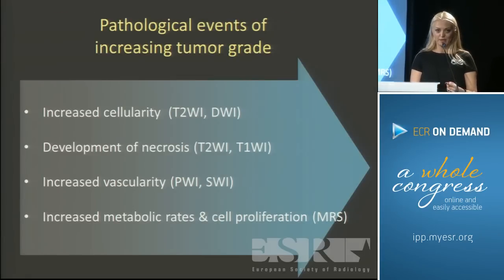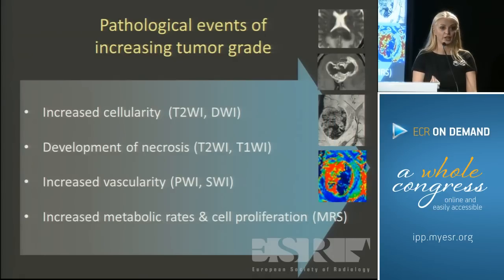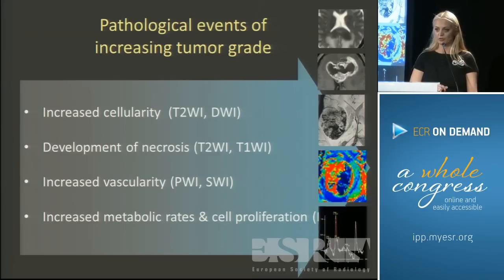So obviously, by doing this long tumor protocol, we have a possibility to give a lot of information about the tumor. We can definitely predict the tumor grade. What will happen in a tumor that is increasing in grade? It will increase in cellularity, which will be seen on T2 and diffusion. It will show some necrosis. It will increase the vascularity. You have enough sequences to prove that. And it will increase metabolic rates and cell proliferation, for which you will have spectroscopy.